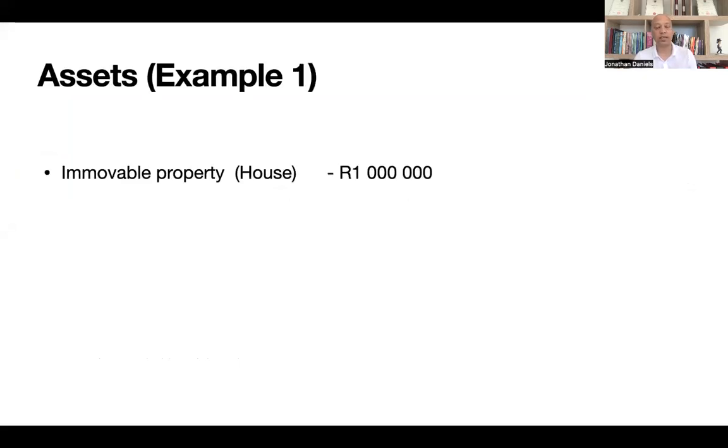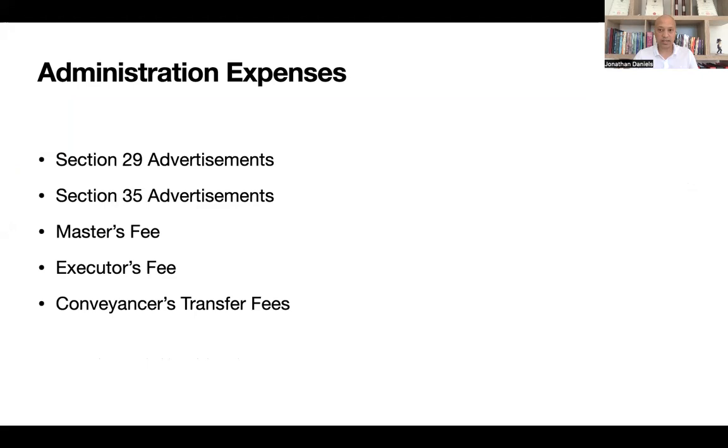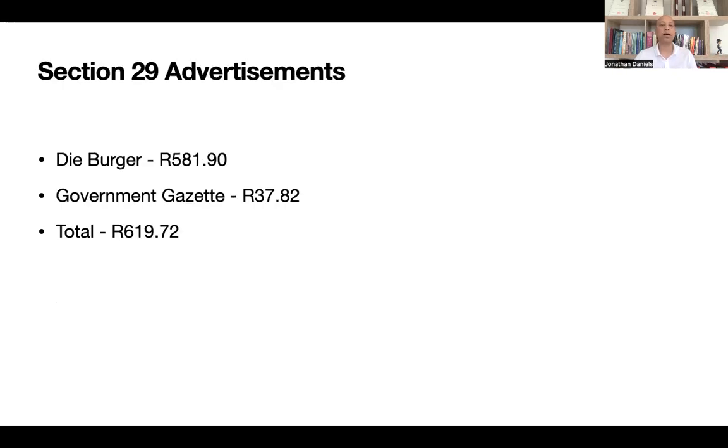So our first example is someone dies leaving assets to the value of 1 million, and those assets include immovable property or a house. The administration expenses to wind up that estate will include the following components. Section 29 and Section 35 advertisements, a fee that has to be paid to the master, a fee that has to be paid to the executor for winding up the estate, and a fee that has to be paid to the conveyancer for transferring the property to the beneficiaries. Let's look at each quickly to give you an idea of how it works.